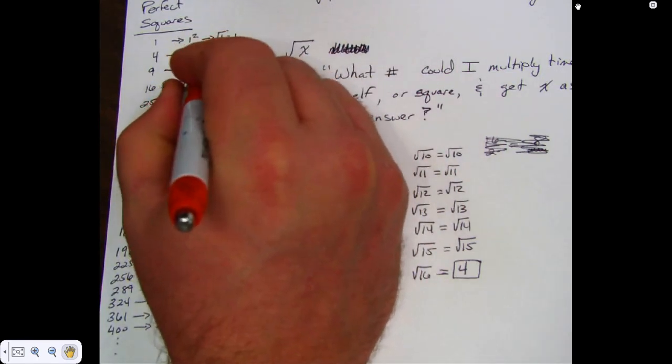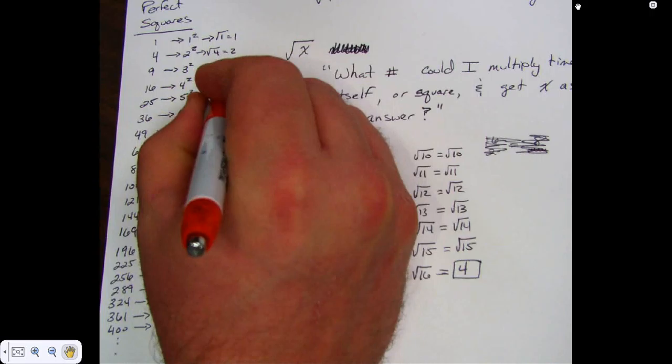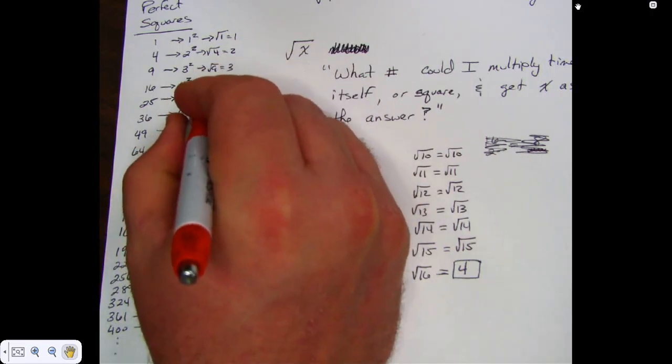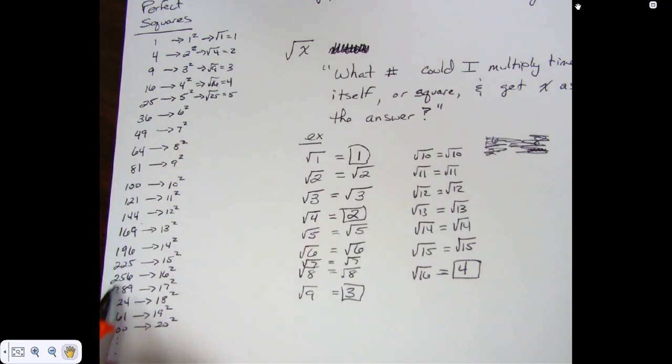Let's add some of this. What's the square root of 1? What's the square root of 4? What's the square root of 9? What's the square root of 16? What's the square root of 25? These are all the ones that when you take the square root of them come out what?